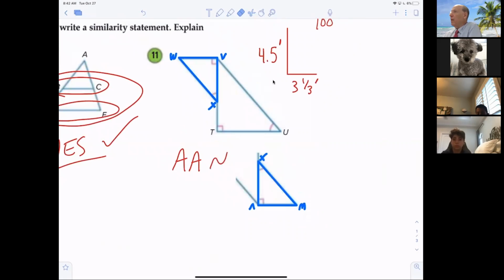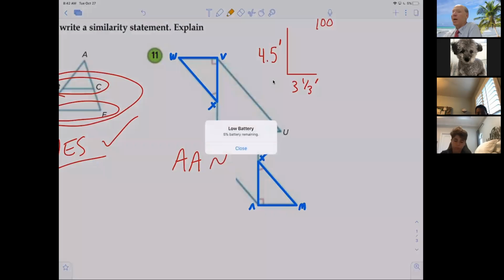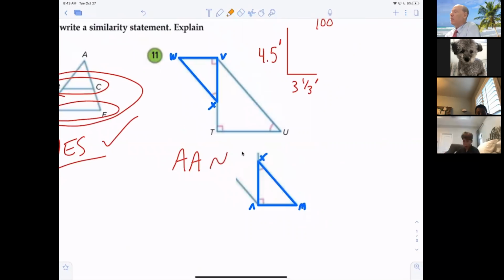So look, now again, I'm trying to show you something, and I appreciate this because it's the first time I can see why some of you guys are struggling a little bit. Some of you are struggling because you're not just focusing on two angles that are congruent. If two angles are congruent, then the triangles are proportional.